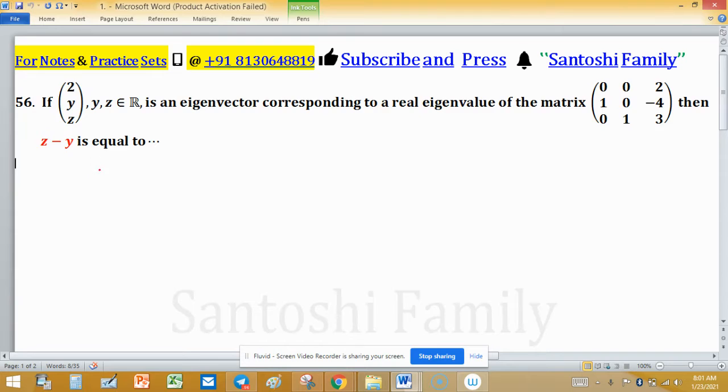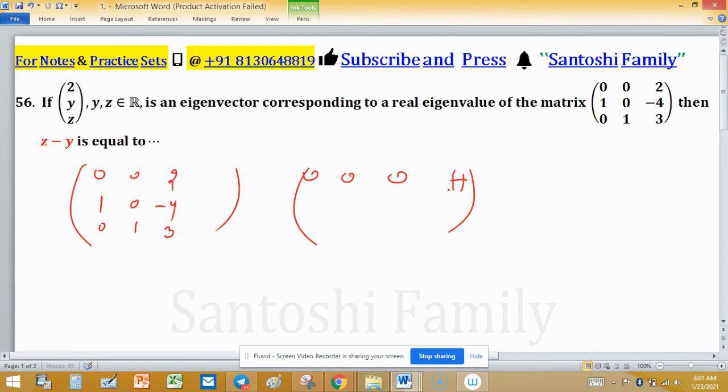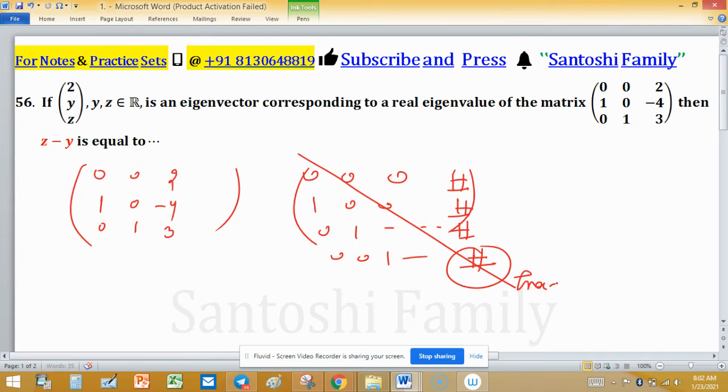So first, somehow you get a relation, or you find the values of y and z, and then you can easily tell about their difference. First focus on this matrix: 0 1 0, 0 0 1, 2 minus 4 3. The first row is of the type 0 0 0 and a non-zero value. The second is 1 0 0 0 and a non-zero value, and 0 1 0 0 0 and a non-zero value, then 0 0 1 and a non-zero value.